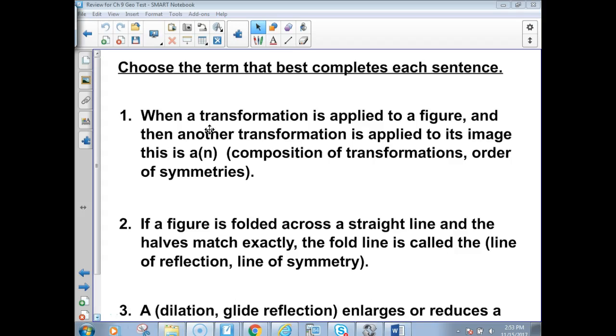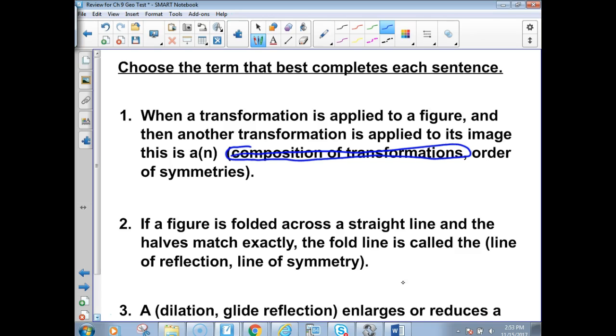All right, Chapter 9 review test is tomorrow. When a transformation is applied to a figure and then another one is applied to its image, that would be a composition. It's not order of symmetries, it's a composition of transformations. Oops, sorry, I didn't mean to cross it out, but whatever.